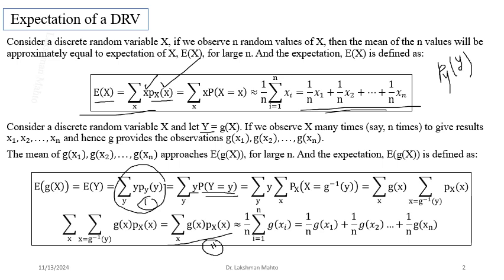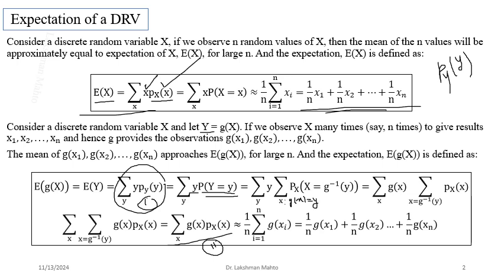For all those x which are mapped to y. Then we are talking about summation with respect to y. The outer summation is with respect to y. Right now we are talking about all those x which are mapped to y. That means the inverse image of y.